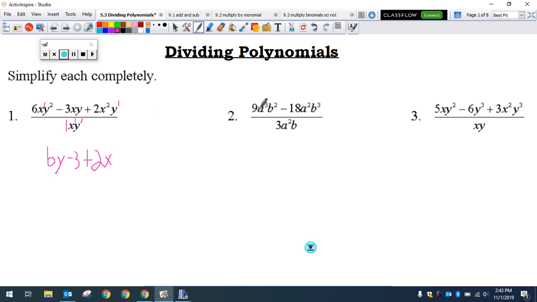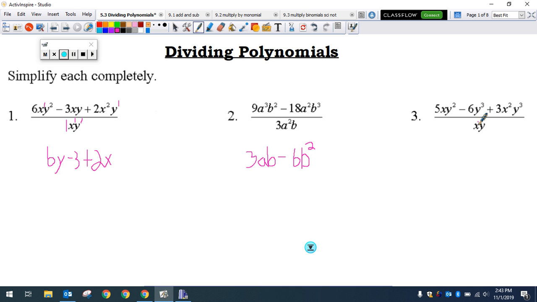All right, let's divide the second one. 9 divided by 3 is 3. Subtract your a's, so you get a to the first. Now we don't have to put that 1 up there. Subtract your b's and you get b to the first. Bring down your minus. 18 divided by 3 is 6. 2 minus 2 is 0, so your a's cancel. 3 minus 1 is b to the second.